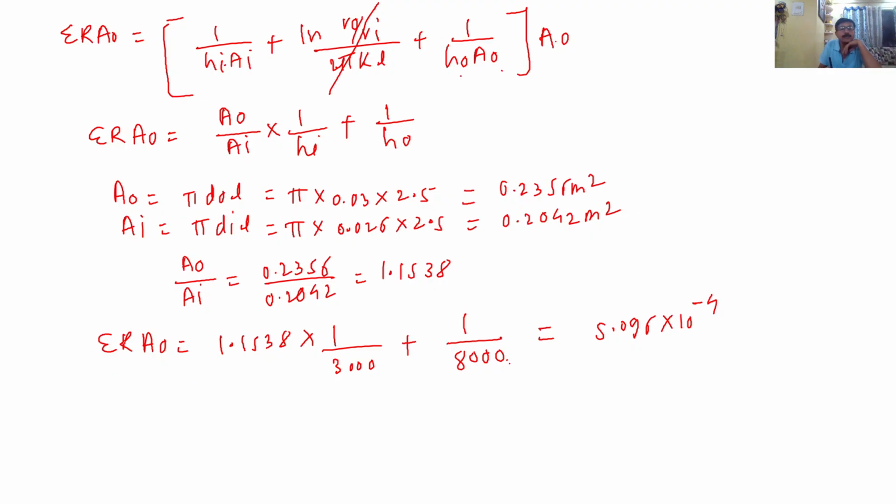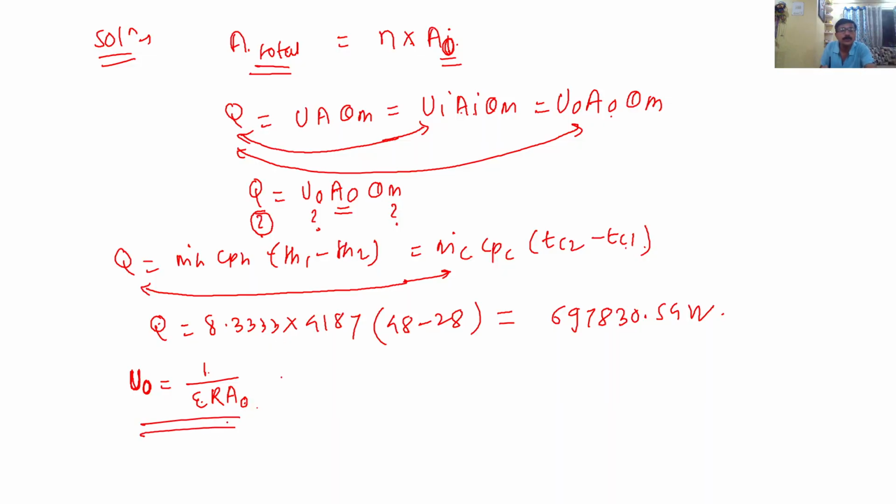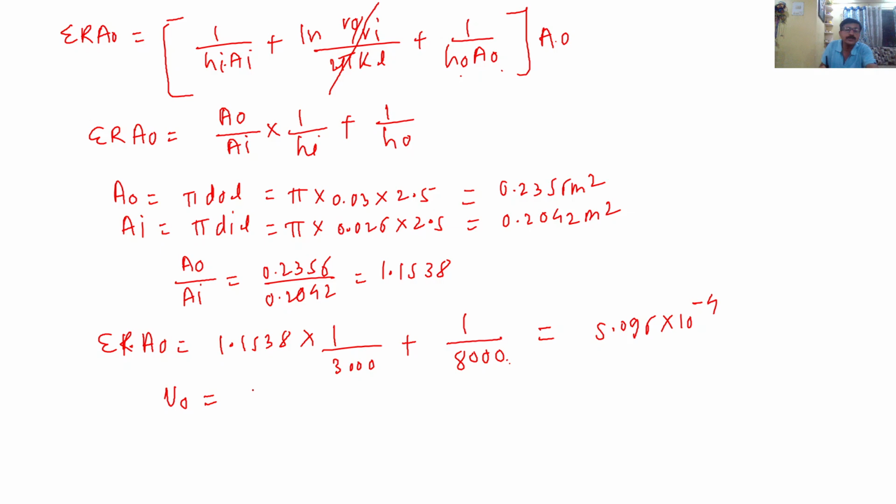Why have we done the calculation of summation R A0? To get the U0. If I take the reciprocal of this summation R A0, I will get the answer of U0. So U0 is equal to the reciprocal of this 5.096 into 10 raised to minus 4. The answer of U0 comes around 1962.32 watt per meter square Kelvin.